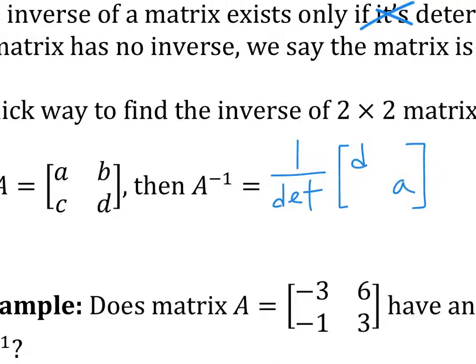We're still going to go down in that order, but it means a different thing this time. We're going to switch A and D, and then the other two, we make them negative, but we don't switch them. We just make them negative. Switch A and D, make C and B negative. If you multiply all that together, that gives you the inverse matrix.